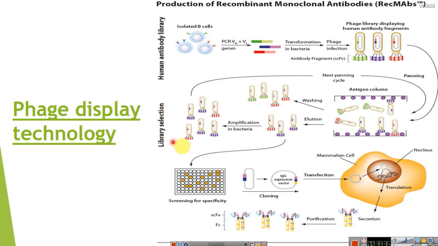So that way the whole phage display technology, ranging from the human antibody library generation, and then selection of the library for binding specificity, and isolation of the gene for expressing that particular antibody, which is transfected in the mammalian cell, further to achieve purification and preparation of the monoclonal antibody.